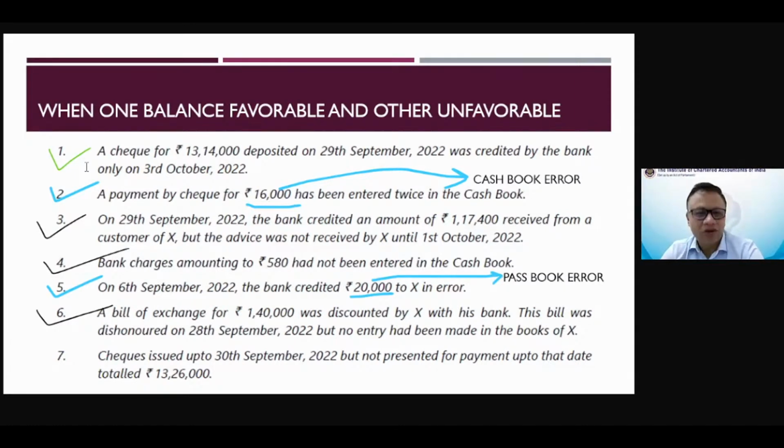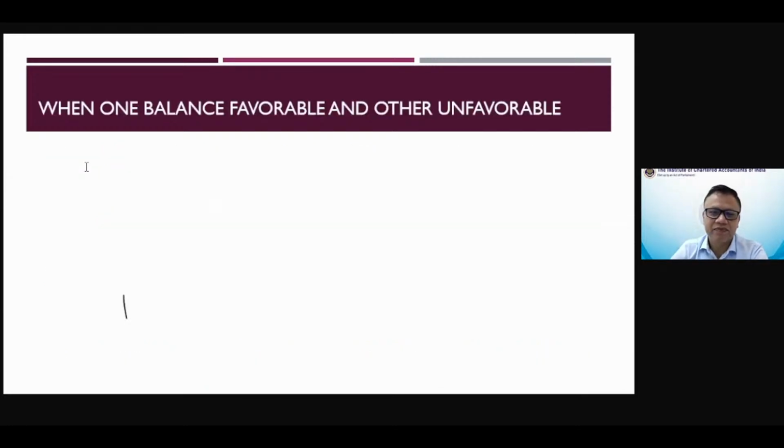A customer must have paid to the bank. So why will it be dishonored? Probably the customer has become bankrupt or something has happened, so the bill was dishonored. Then the green one is checks which are issued but not presented for payment. So checks issued and not presented for payment is 13,26,000.